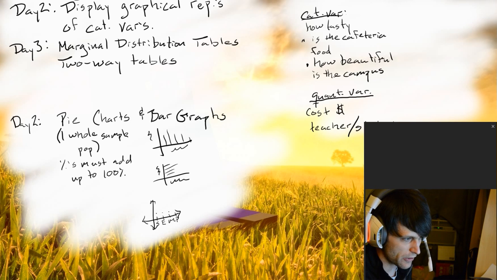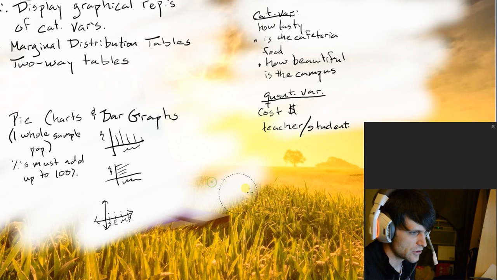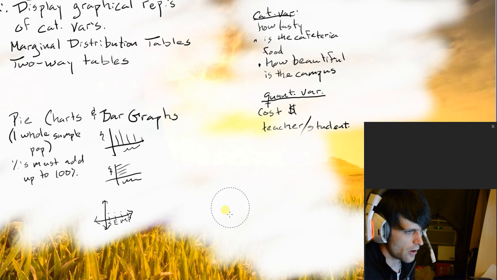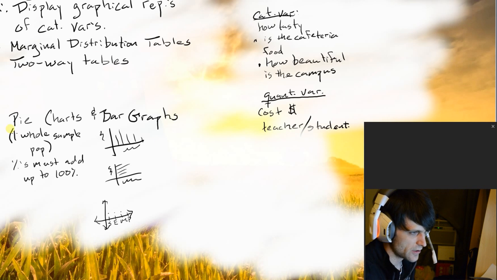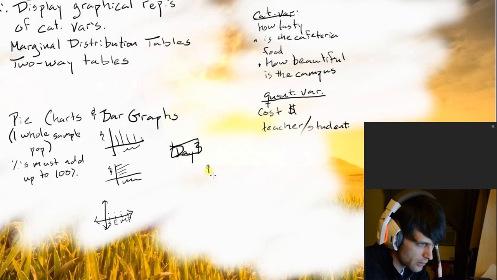I'm going to go ahead and just briefly talk about day 3 here. So let's go ahead and do that. Day 3. Let's back over a little bit this way, and let's clear off just a little more space. Day 3, we're going to be discussing marginal distribution tables, and they're probably tables that you've already seen before. So I'm just going to write right here, day 3. Okay, so day 3, let's go ahead and make a two-way table, or a marginal distribution table.